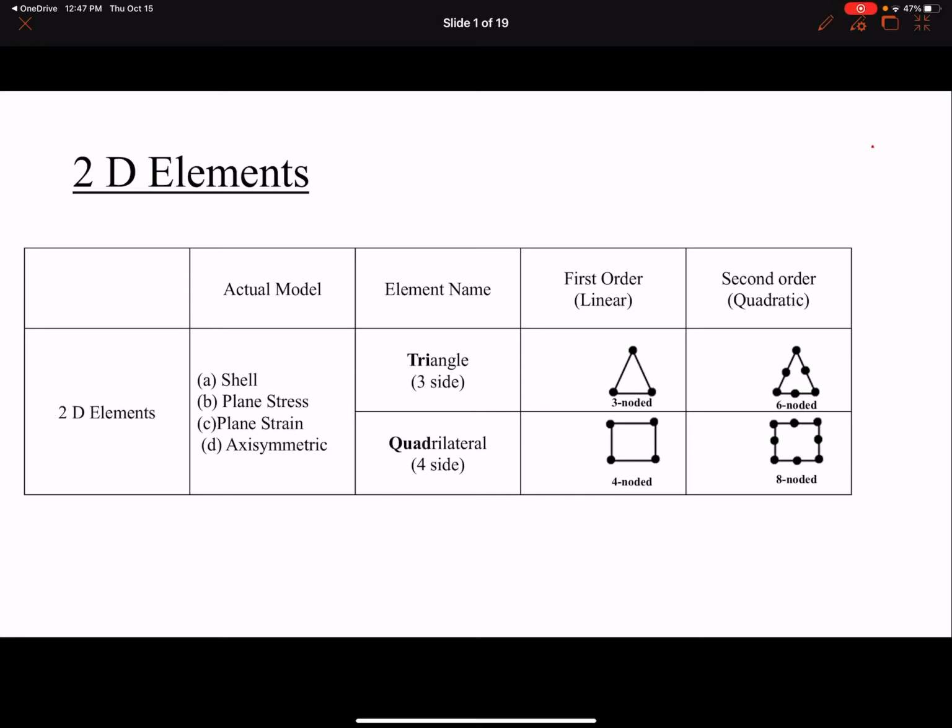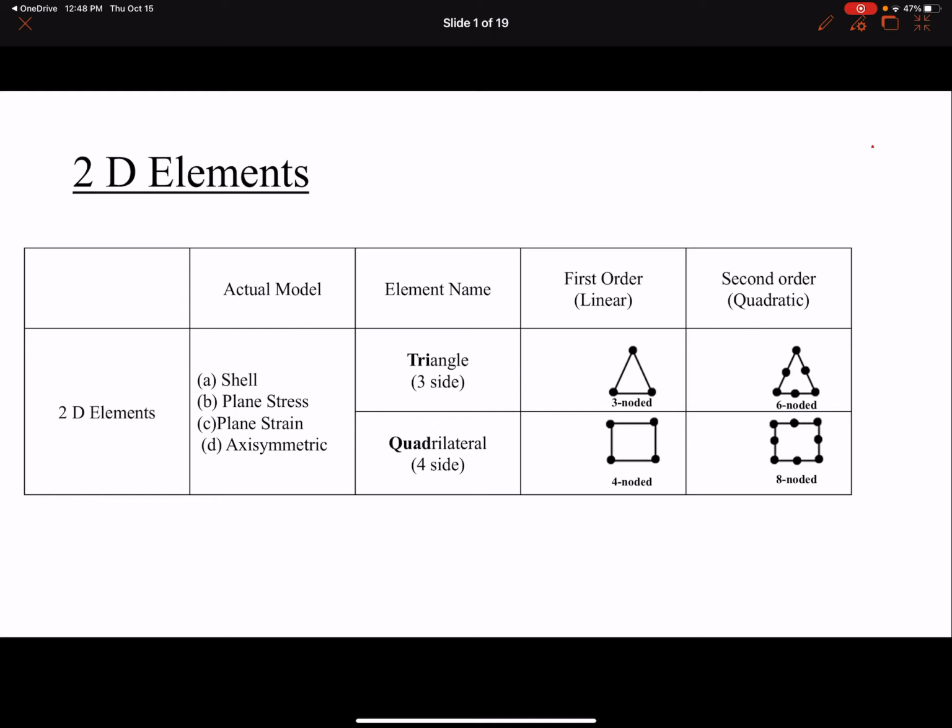Hello everyone, in this video we are going to talk about 2D elements. So we reduce our three-dimensional models to 2D models based on the assumption of plane stress, plane strain, and axisymmetric. Our elements can be either triangular or quadrilateral, and we can have first order that we refer to as linear, second order or quadratic, and higher order.